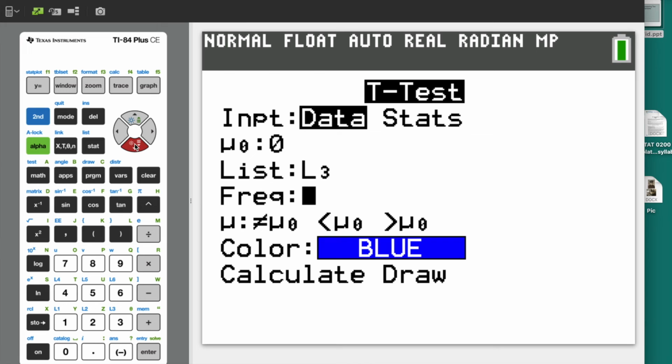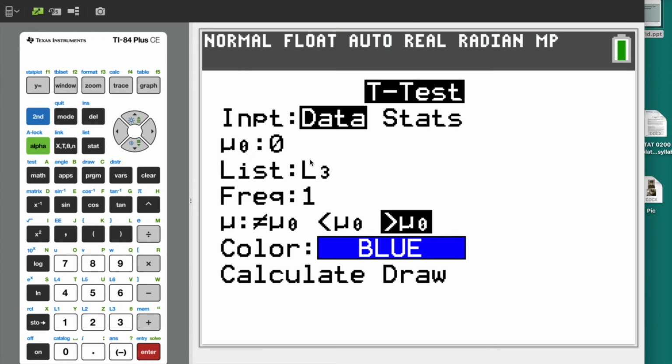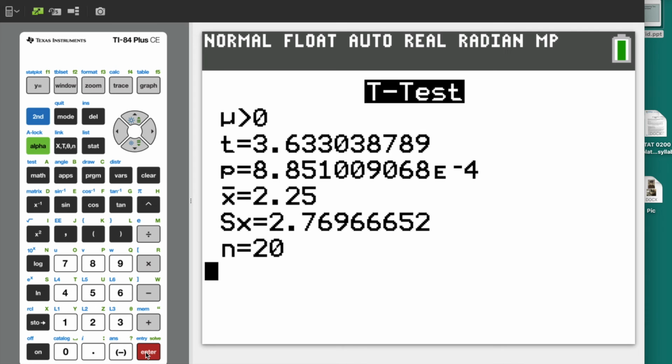Frequency, I'm just going to leave it 1 or leave it blank. And we had before being greater than after. So I'm going to have the greater than symbol highlighted. So again, we have the null being 0. L3 was our difference list. And now our greater than symbol is highlighted. I'm going to scroll on down to calculate and hit enter.